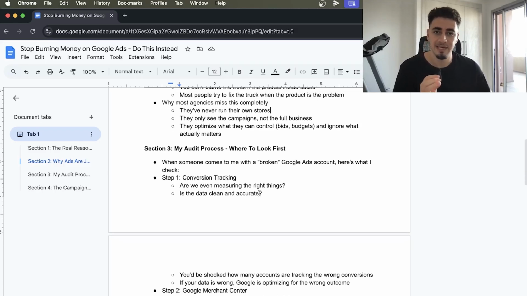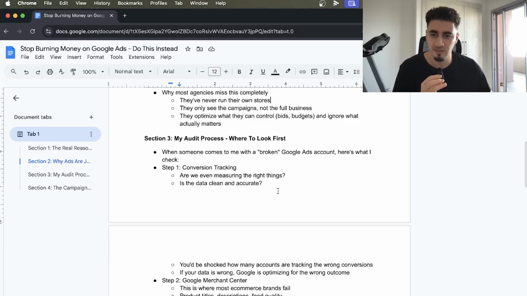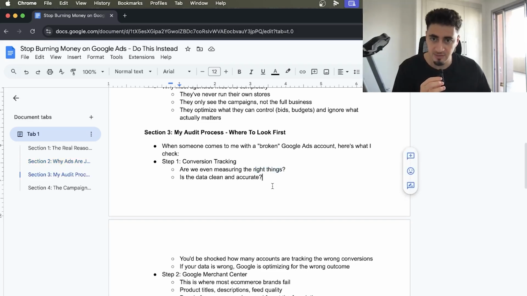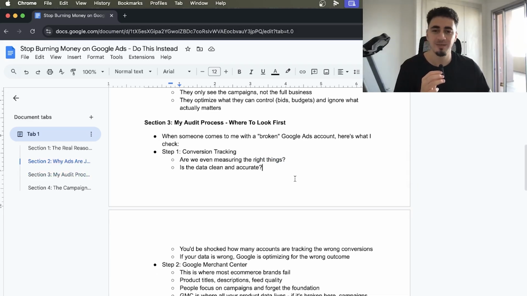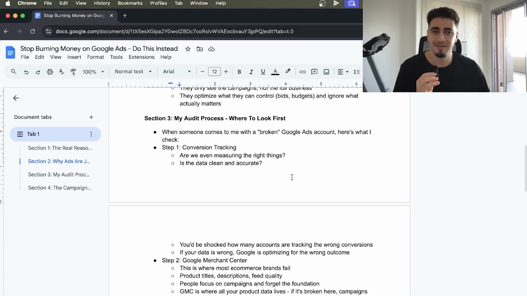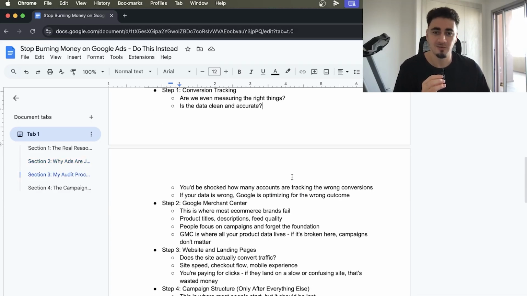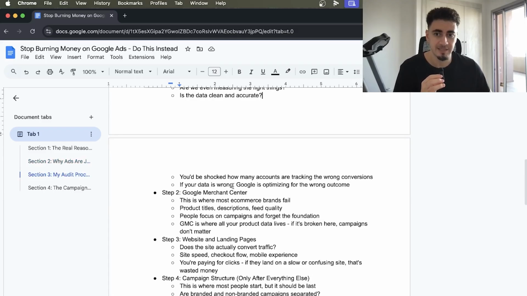Typically when somebody comes to me with a broken Google ad account, what I do first, before I even look at the campaigns or any of that sort of thing, is look at conversion tracking. Are we even measuring the right things? Is the data clean and accurate? There are so many accounts where conversion tracking is so off, it's double reporting, it's under reporting. I mean, you don't even know if it's working or not, right? So make sure conversion tracking is set up.